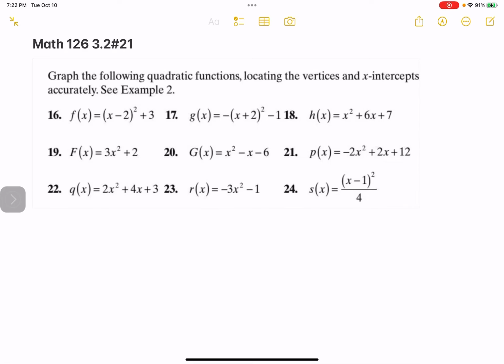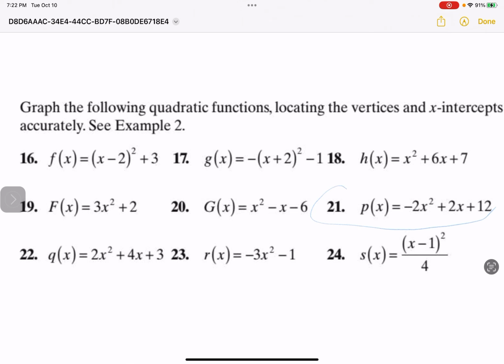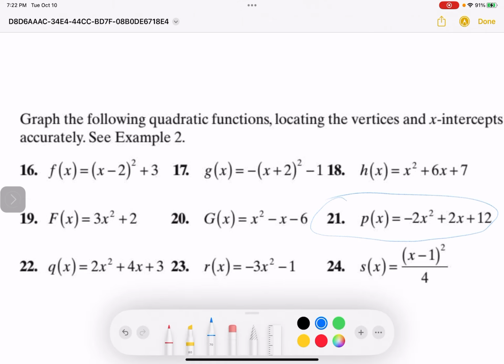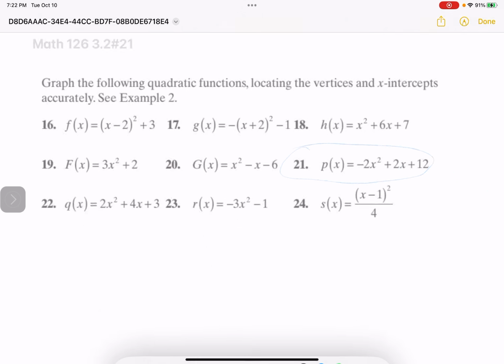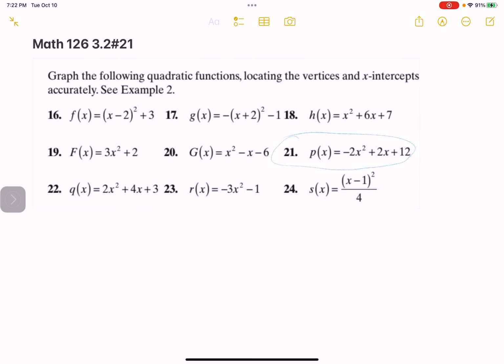In this problem, I was asked to do number 21. So there we go, that's the one. We're supposed to graph the quadratic function, locating the vertex and x-intercepts.